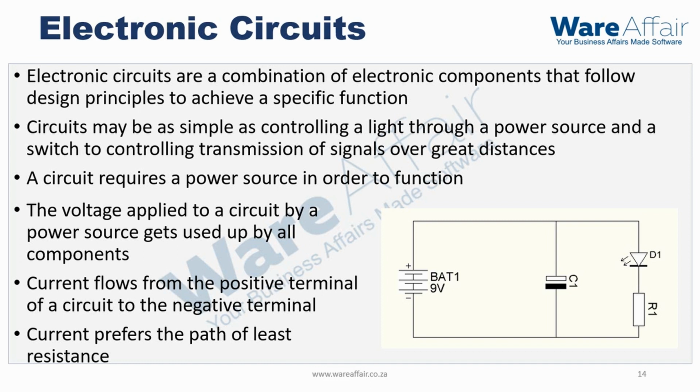The voltage applied to a circuit by a power source gets used up by all components within the circuit. Current flows from a positive terminal of the power source to the negative terminal. Current prefers the path of least resistance. On the screen we have an example of a simple circuit that operates an LED.